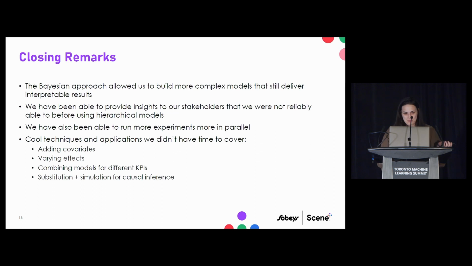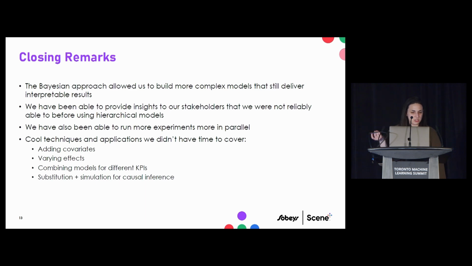So just wrapping up here. Okay. So the Bayesian approach has allowed us to build more complex models and deliver interpretable results that we can drill down and drill up on. Hierarchical models allow us to share that information between subgroups and do all that sort of thing we talked about. And we've also been able to run more experiments in parallel. I didn't get into being able to add treatment effect. As you can see, I'm already at time.